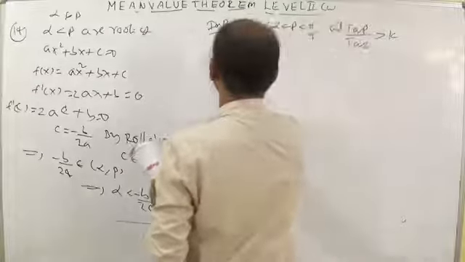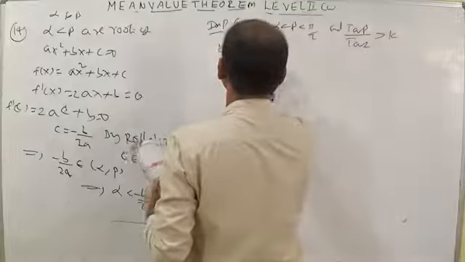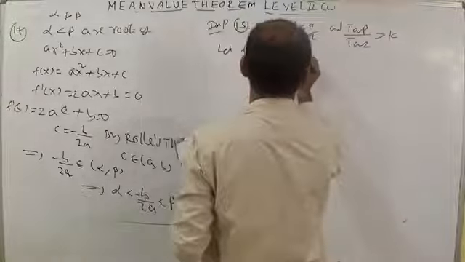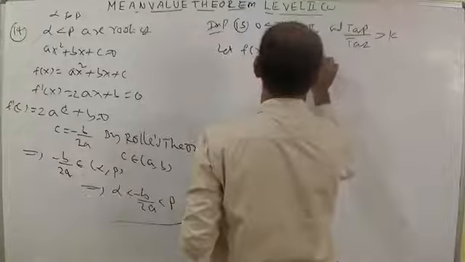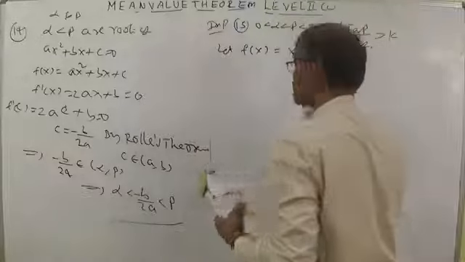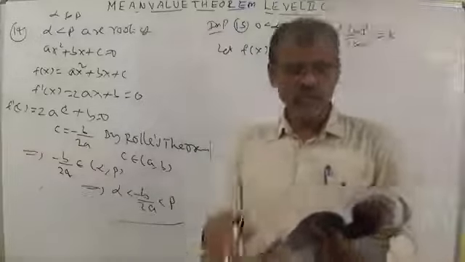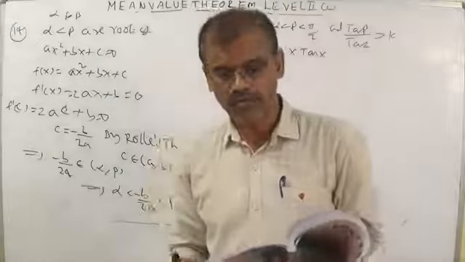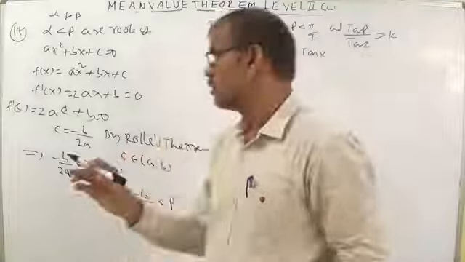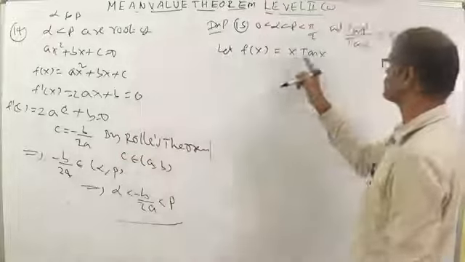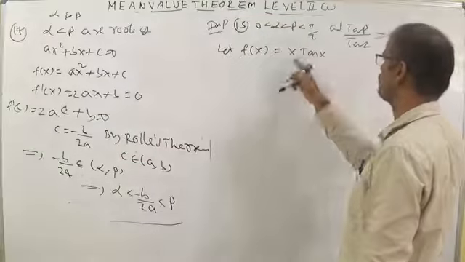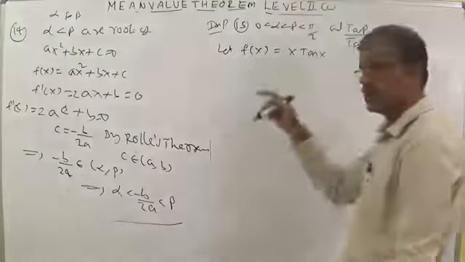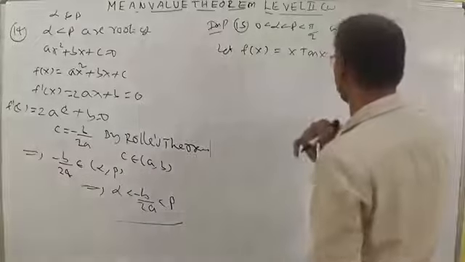Let the function f of x we can write as x tan x, because according to the options, everything is alpha by beta, beta by alpha, 2 alpha by beta, 2 beta by alpha, like that. So using x tan x, it is alpha tan alpha, beta tan beta, like that. If we calculate the derivative, we will get the answer.